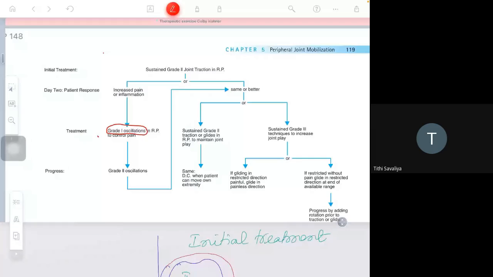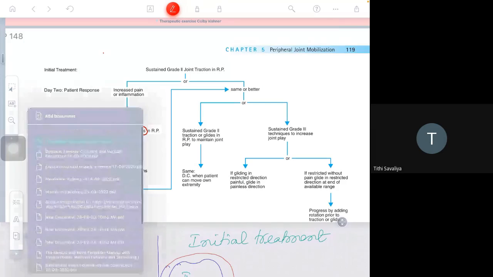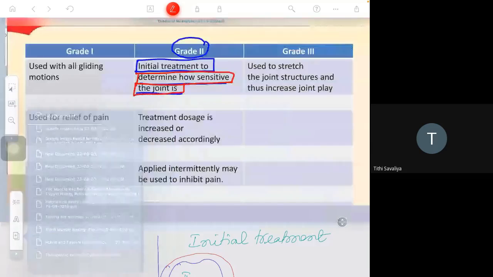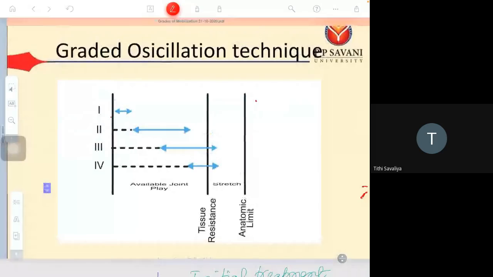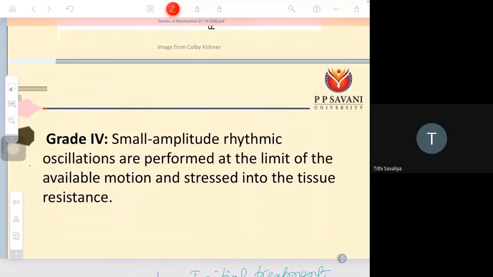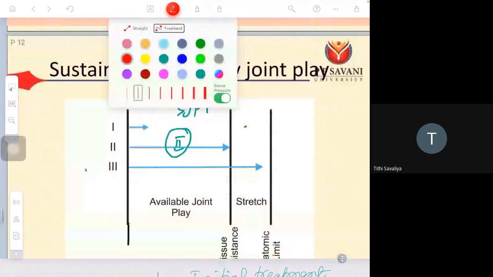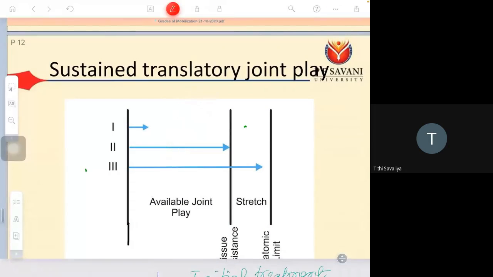What is grade 1 oscillation? Grade 1 oscillation is, I am talking about this one. Grade 1 oscillation technique. What is the beginning, the first treatment? This is the first treatment. Initially you gave grade 2 SJPT, sustained joint play technique. This is the treatment you gave first. Now what happened? Pain is increased.